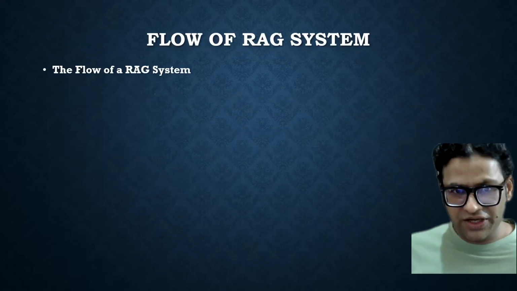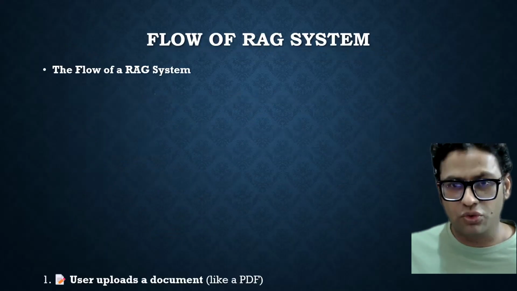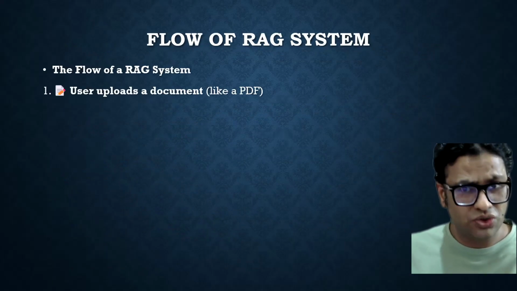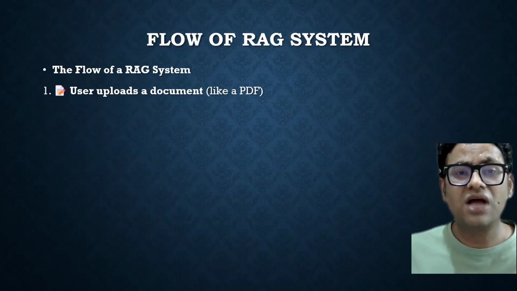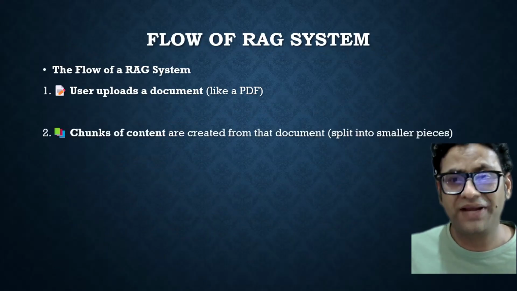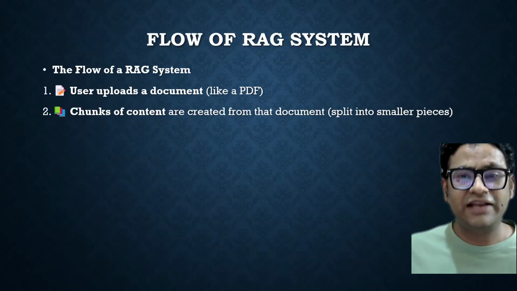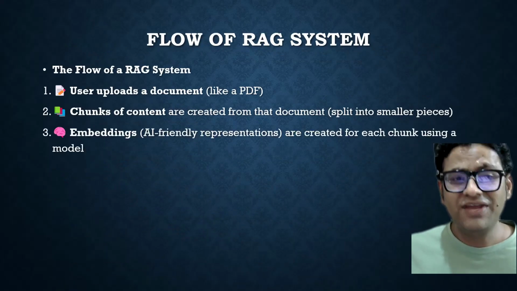Now we reach the point where we want to understand the flow. In theory, this is the simple flow, and in the application you're going to see the same kind of concept. We first upload our document. We are going to take a PDF as an example. We extract the data from that PDF, create chunks out of it, and then we create an embedding.